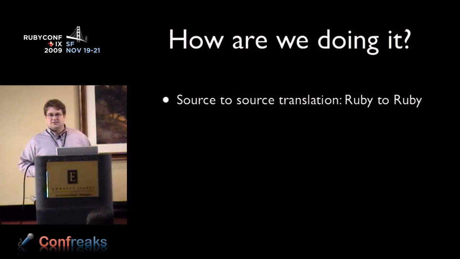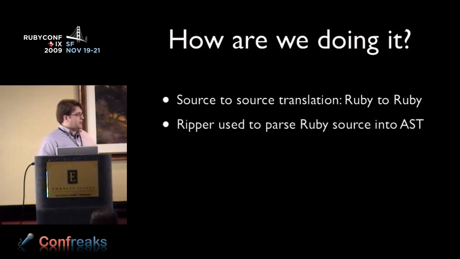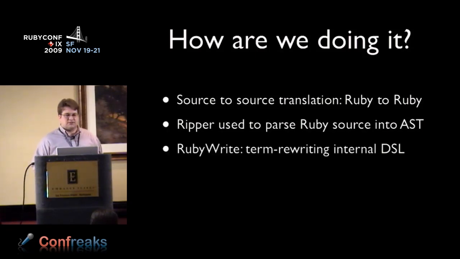This does limit us in what we can do because we might discover things about types that would be useful in accelerating things, but because we can't communicate those types through Ruby, they by necessity get lost. We're using Ripper right now to parse the Ruby code into an abstract syntax tree. We're not keeping Ripper's representation since it's event-based and we want to have something a little bit more flexible. We have our own abstract syntax tree.